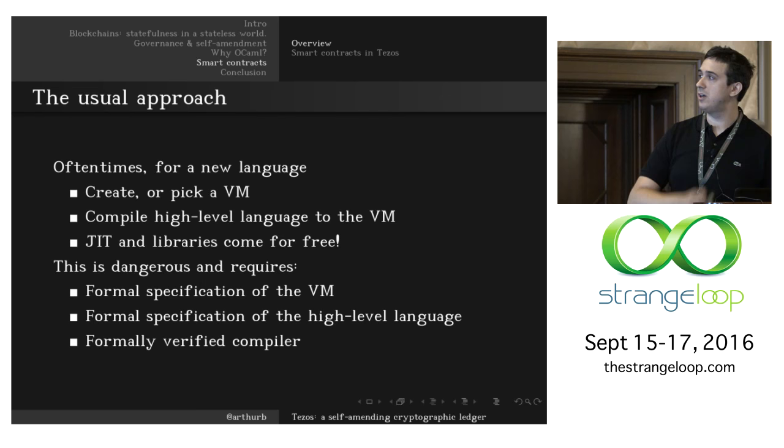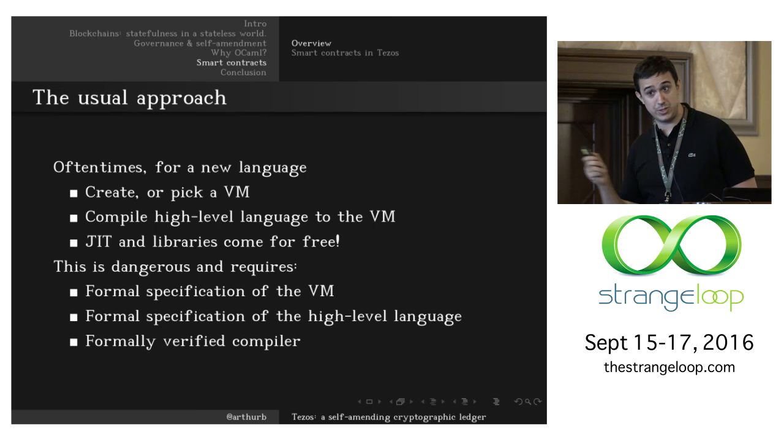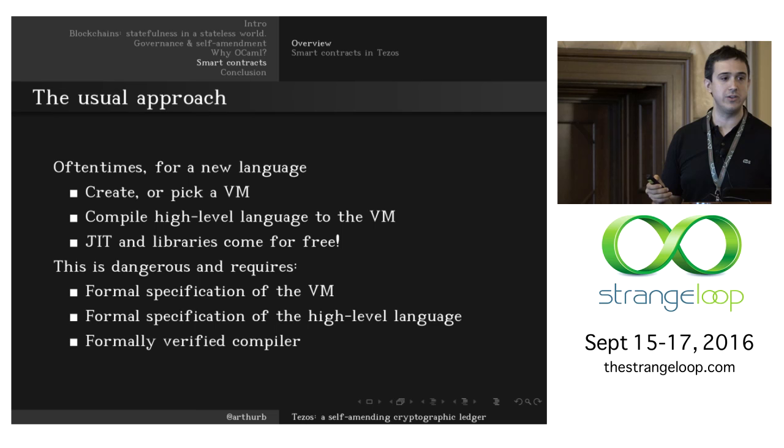Why? Because first, you need a formal specification of the VM. This is what you're going to record. It's going to record an agreement. You want to make really sure that everyone agrees what the VM is supposed to do. Second, you need a formal specification of the high-level language. You need to make sure that you understand what it actually does. And more importantly, you also need a formally verified compiler. You need to have a compiler that guarantees that the semantics you have in the high-level language are also going to carry over to the low-level language.